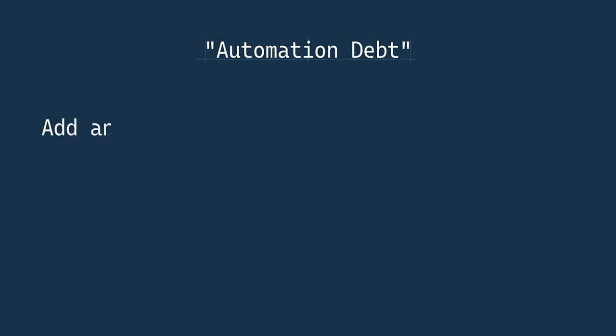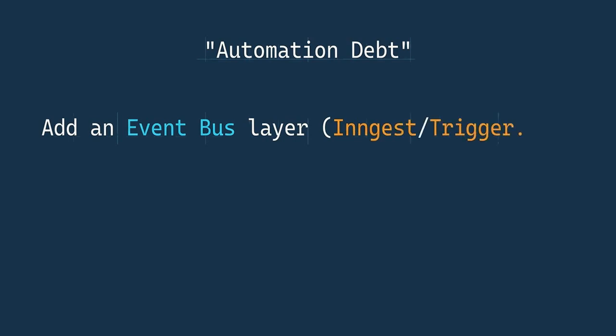Next steps. Extend this blueprint by adding an event bus layer using Inngest or Trigger.dev, which gives you durable execution, retries, and observability across all 3 tiers without rebuilding your existing stack. You can also apply this same decision framework to AI agent pipelines. The tier boundaries hold, regardless of whether the workload is data sync or autonomous task execution.